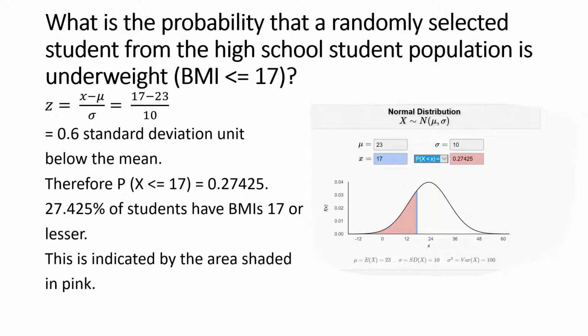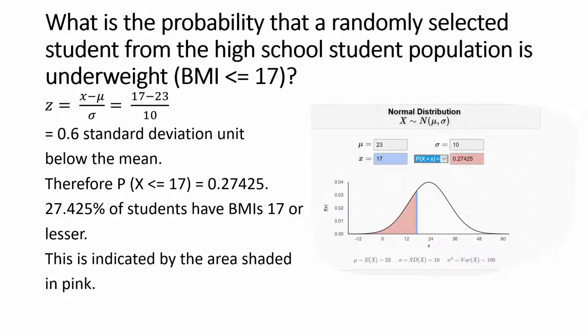And here we want to assess the probability that a randomly selected student from the high school student population is underweight, meaning that they have BMI 17 or lower. Again, we apply the z-score formula. We subtract 17 from the mean, which is 23, and we divide by the standard deviation, which is 10, and we get 0.6 standard deviation units below the mean.